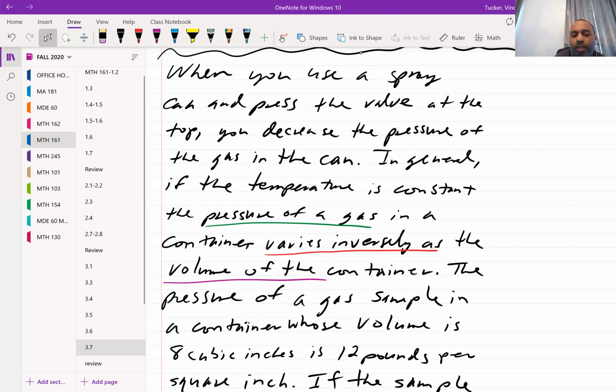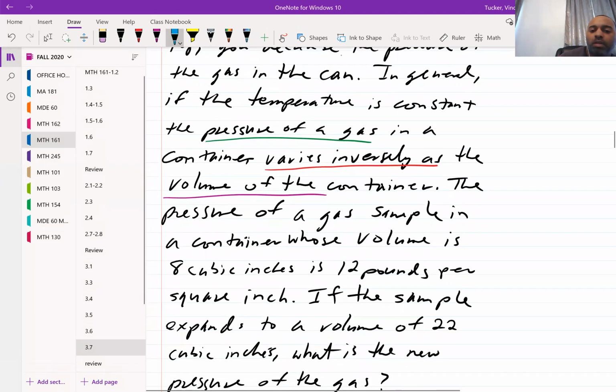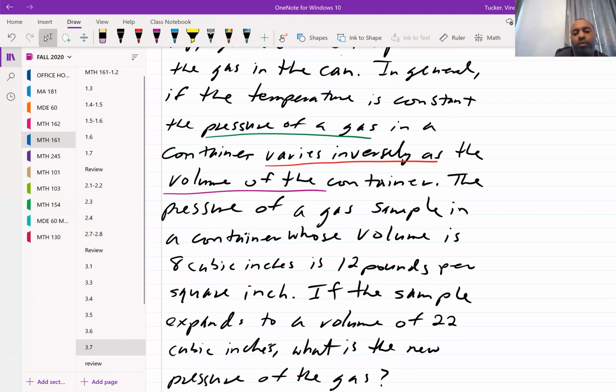The pressure of a gas sample in a container whose volume is 8 cubic inches is 12 pounds per square inch. I'll pause right there and then get to the next piece in a second. All right, if the sample expands to a volume of 22 cubic inches, what is the new pressure of the gas?